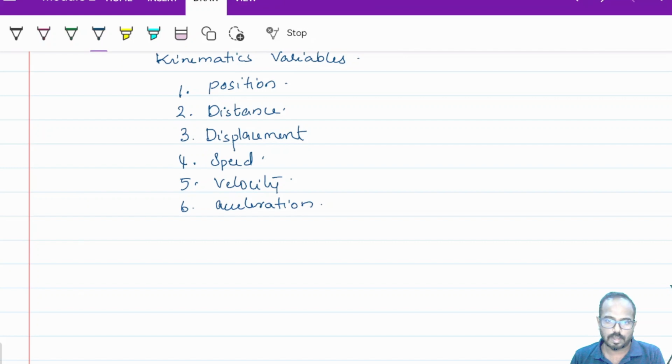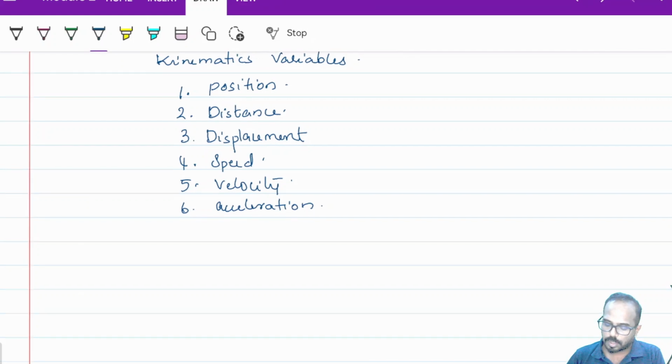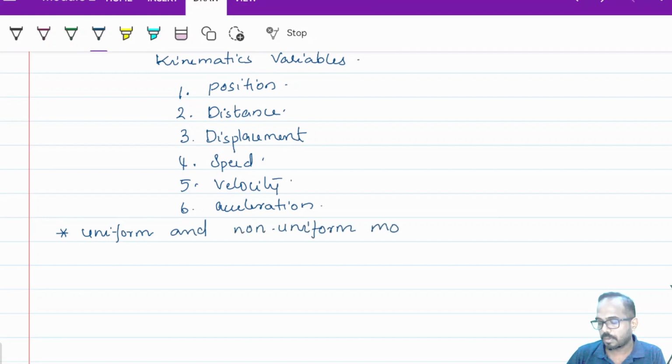So that is kinematics, right? After studying all these variables, we will learn uniform and non-uniform motion, okay? Then connecting these variables, we will learn the equations of motion. So what equation will we learn?